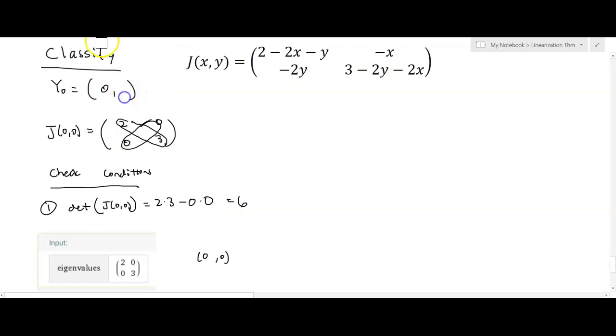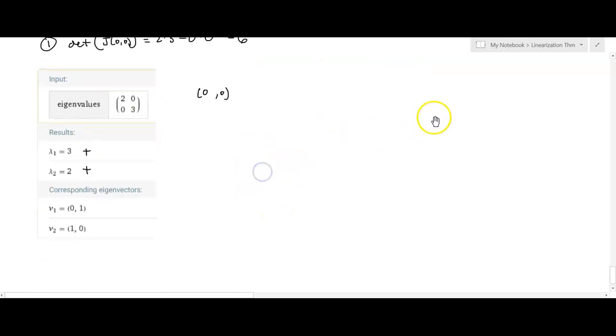So let's just go ahead and change this to 0, 0. So 0, 0 we already classified. We said that this would end up being a source. And because both of our eigenvalues are positive, if we look at our schematic, our drawings of the different phase planes, this means 0, 0 is in fact a source since both eigenvalues are positive.